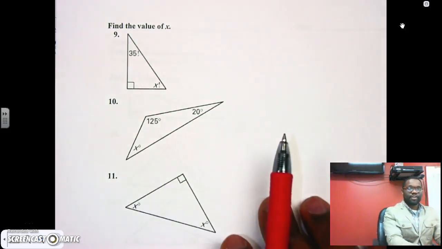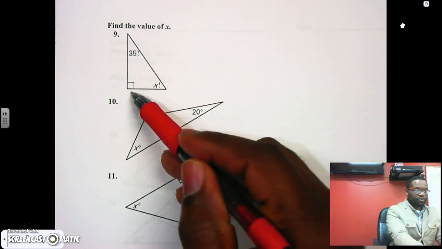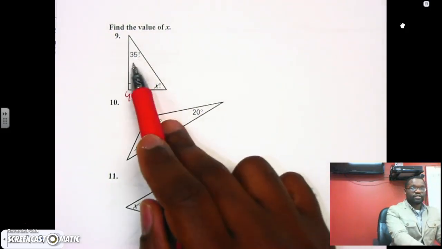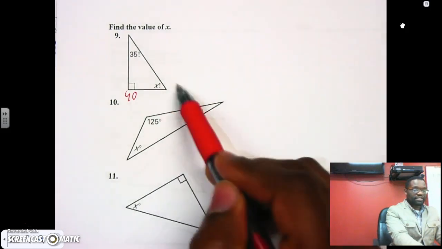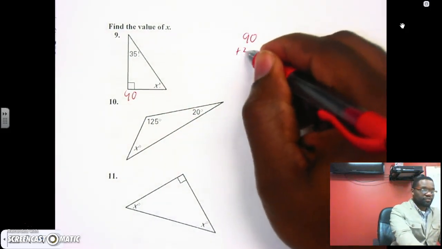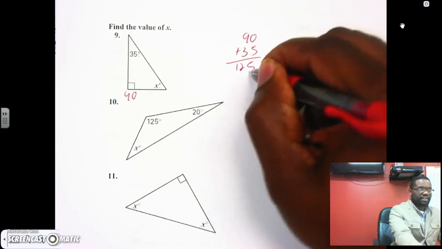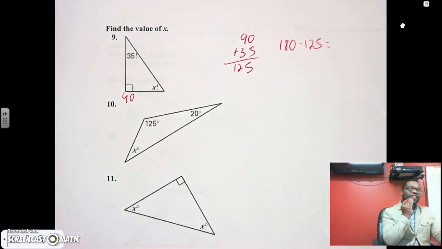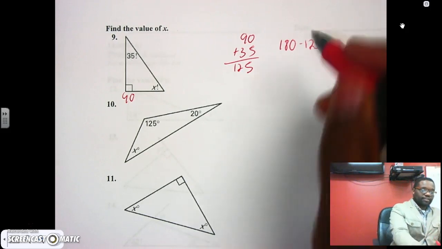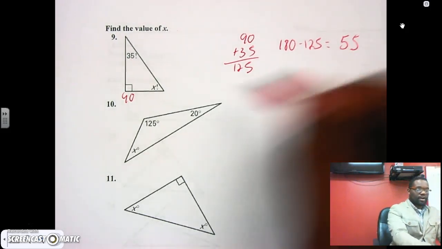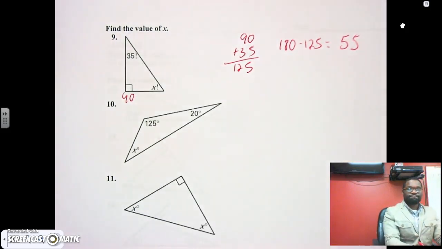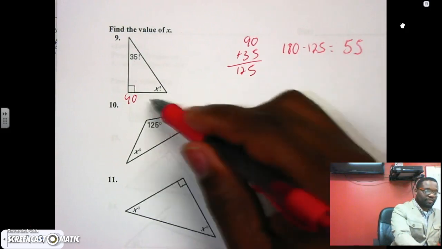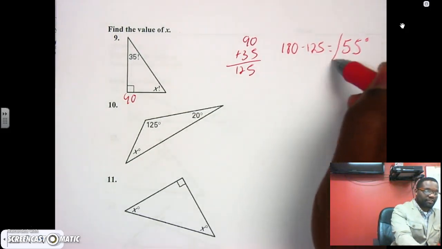Now, how would we find the value of x? Well, I know this angle is what? 90 degrees. I know that this angle is 35. So how do I find this? Well, I would take 90 plus 35, which is 125, and then I would subtract that from 180. Now, where did I get 180 from? I can't hear you. Just kidding. All three angles of a triangle add up to be 180. Okay? So x has to be 55, and in this case, it would be 55 degrees. All right?